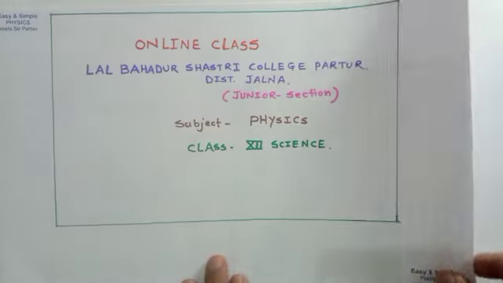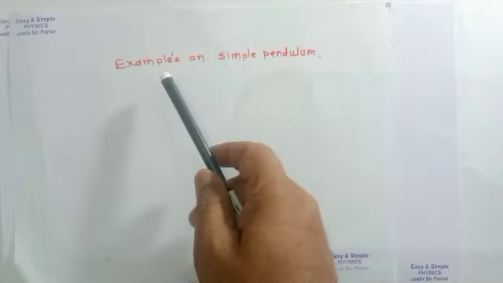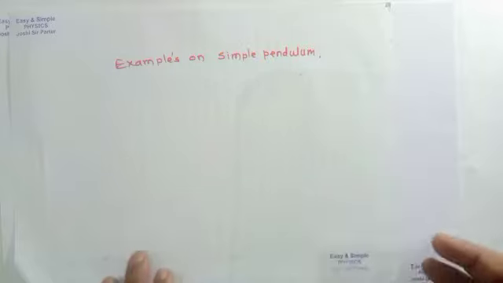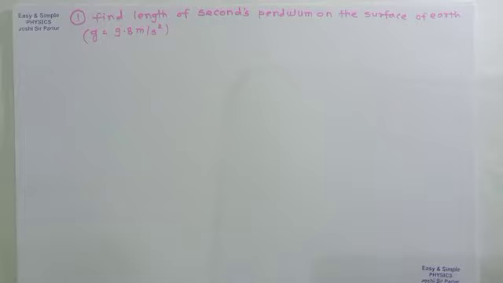Today we have learned about chapter number 5, oscillation. In this chapter we have seen some examples on simple pendulum. So we have seen the problems on second pendulum. First we know that a second pendulum is a pendulum whose time period is 2 seconds. So here we can solve the example.